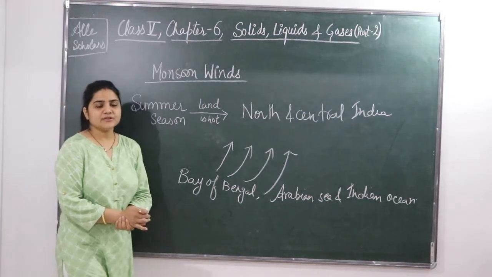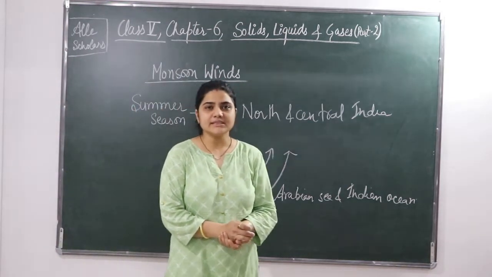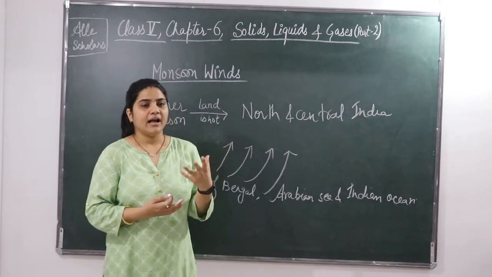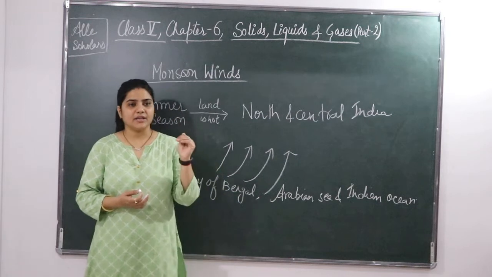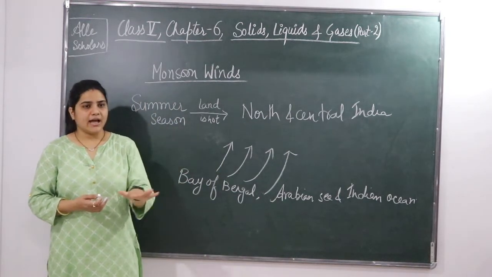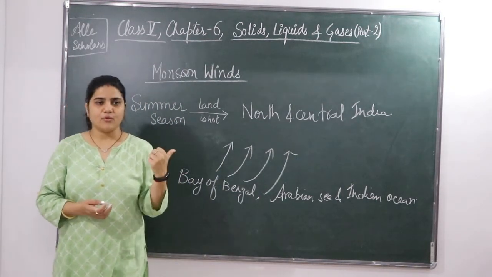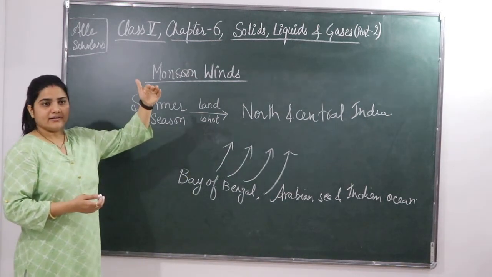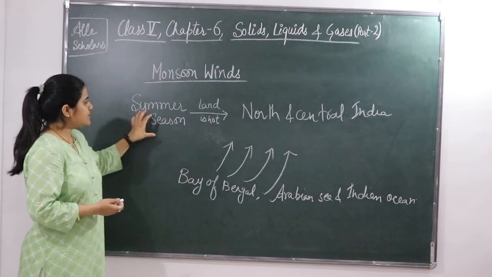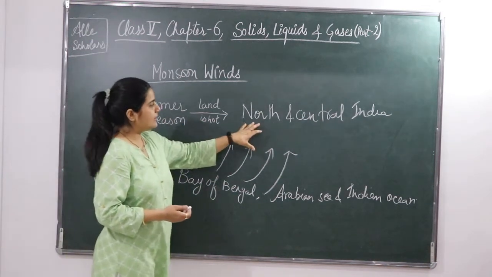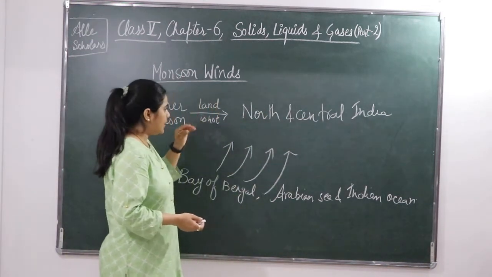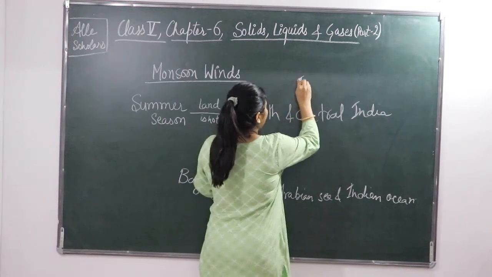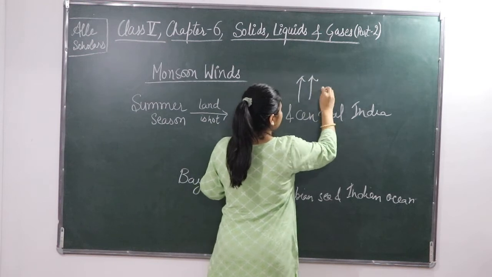In the monsoon winds, what is going to happen during the summer season, the land of northern India and even the central India becomes very hot. Okay, so the land is very hot, but as I have already told you, when the land becomes hot, the hotter air rises up. So in the summer season, the land of the northern India and central India becomes very hot. Then the hot air starts rising up.